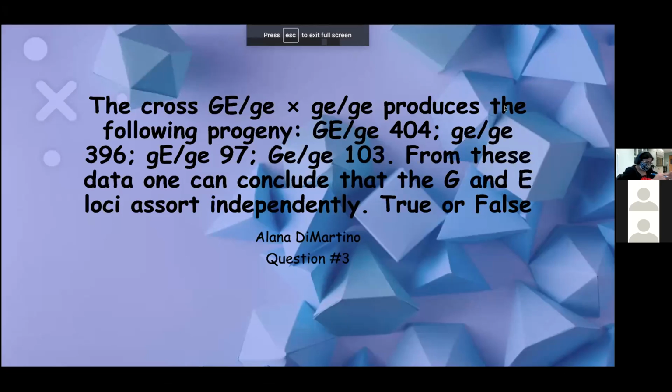Okay, so I had question number 3, which was the cross big G, big E, little g, with little g, little e, and little g produces the following progeny. Big G, little g, 404, little g, little e, 396, little g, little e, 97, and big G, little e, 103. From these data, one can conclude that the big G and big E loci sort independently, true or false.